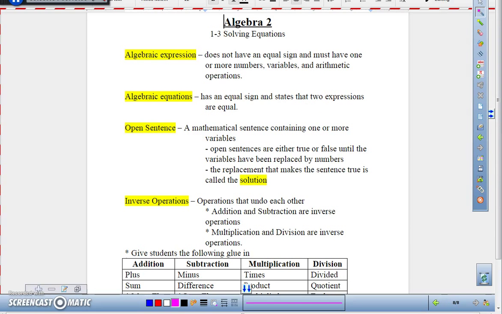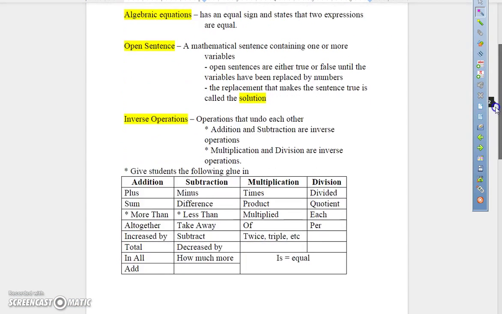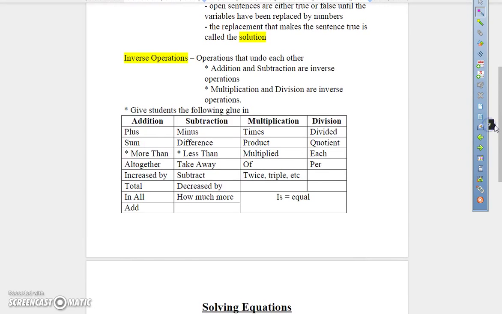So let me scroll this down. So you have addition, subtraction, multiplication, and division words there. You can write these down or just refer back to this video every time. Preferably write them down. These are words, when you're reading a word problem, if you see the word plus, sum, more than, altogether, increase by, total, and add, those are going to be clues that you're going to be adding at that part.